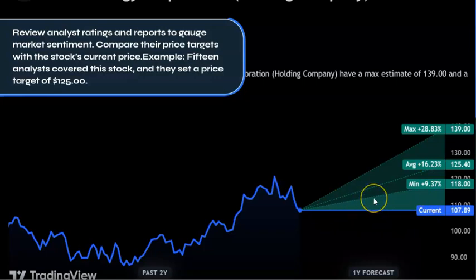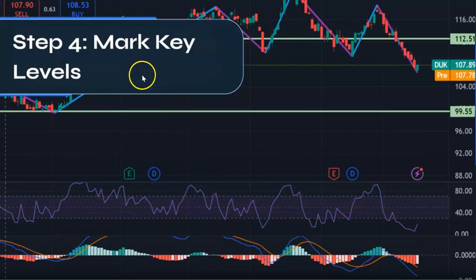Now you have to decide as a trader, do you believe the analyst? And our chart is saying it might go up as well. So far, I'm comfortable with going long. In this step, we mark key levels: resistance, possible support, and no matter where you draw the support line, Duke Energy has broken that support. Let's take a look a little deeper.